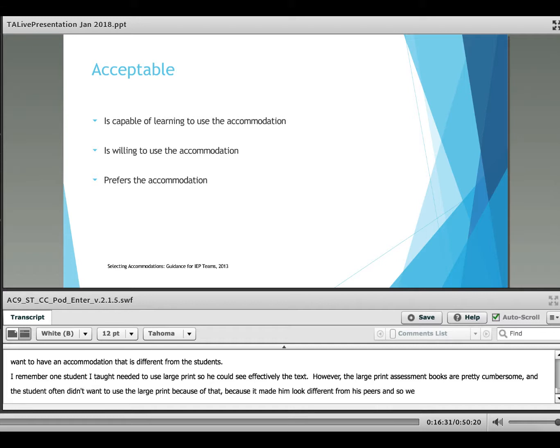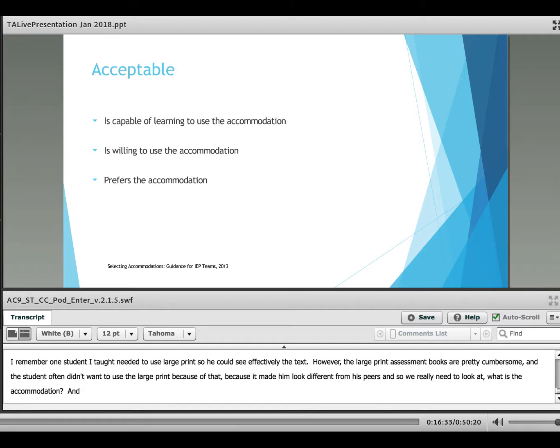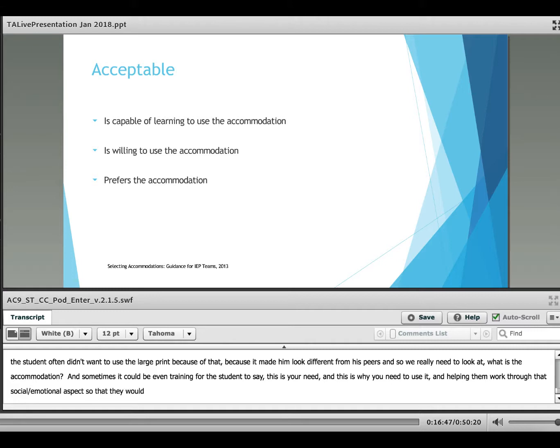And so we really need to look at what is the accommodation, and sometimes it could be even training for the student to say, this is your need, and this is why you need to use it, and helping them work through that social emotional aspect so that they would actually look to use that accommodation.